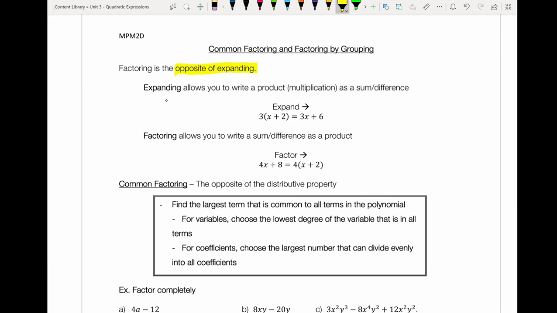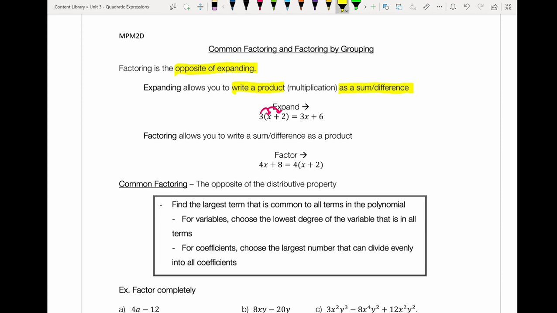So expanding basically allows you to write a product as a sum or a difference. So if we wanted to expand something, basically we're multiplying so that in the end, we're just having a sum or difference of terms, or we're adding or subtracting terms. So we see in the example here, 3 gets multiplied into both the x and the 2. So we've done multiplication and we end up with basically a sum. We have two terms added together.